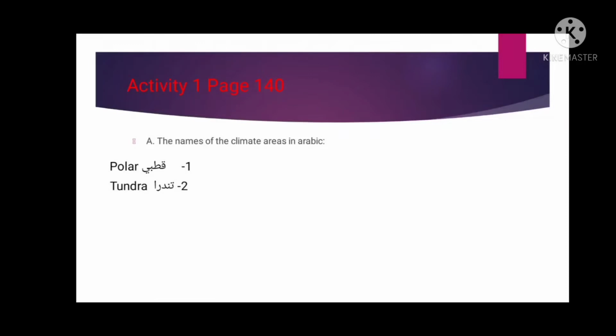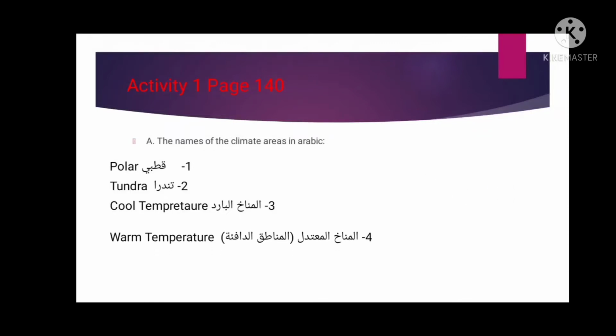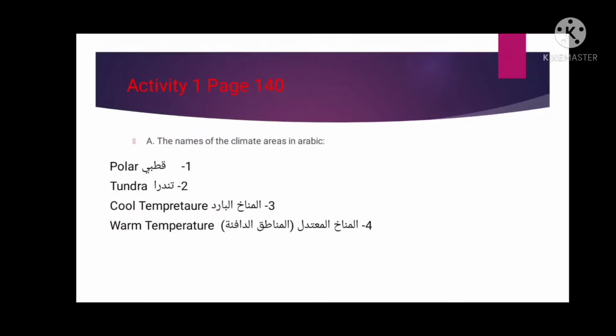Okay, moving to the third one, cool temperature. How do we say cool temperature in Arabic? Of course we say المناخ البارد. Moving to the fourth one, warm temperature. We say المناخ المعتدل. Next, we say mountain. Normally you all know what we mean by mountain, which is مناخ جبلي. Next, we say desert. Of course, desert, that means مناخ صحراوي. Moving to monsoon, which is مناخ موسمي.